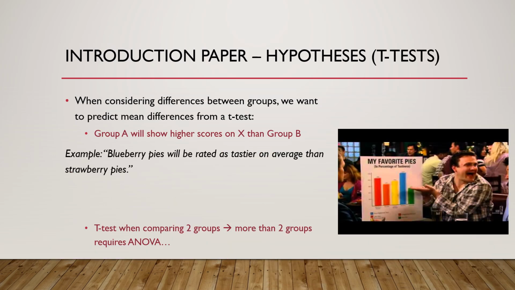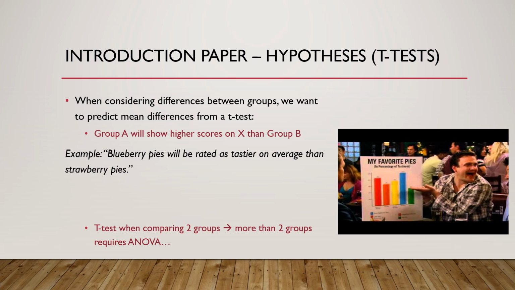Now, if you chose option 2, which is one continuous and one categorical, then in this case, your hypothesis is focused on whether which group the participant is in helps predict what their scores are going to be and some differences between those scores. So will group A show a higher score on X, which is your continuous variable, than group B? So in this example, we have blueberry pies will be rated as tastier on average than strawberry pies.